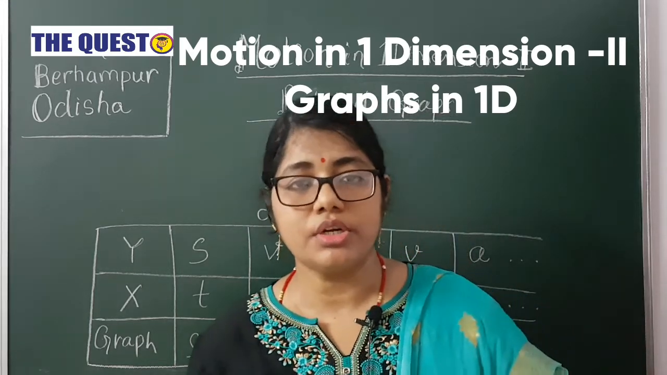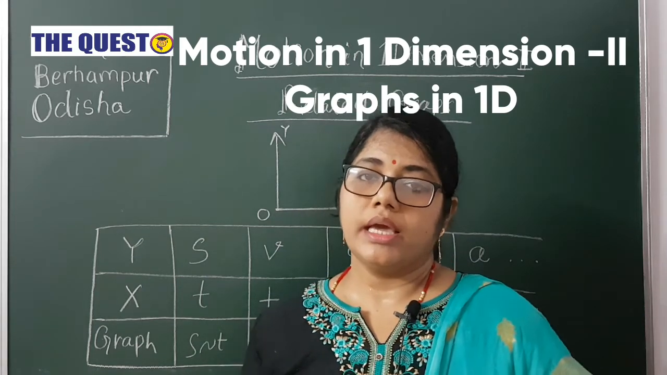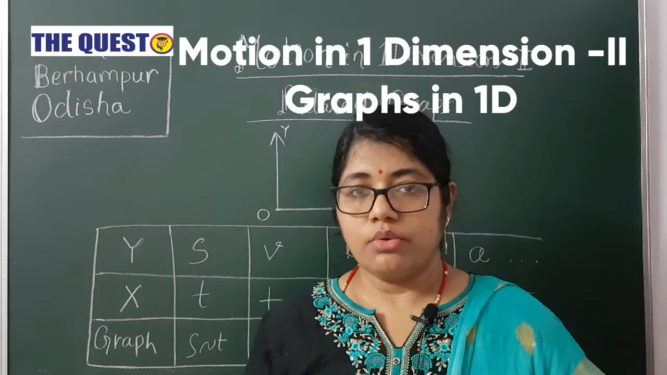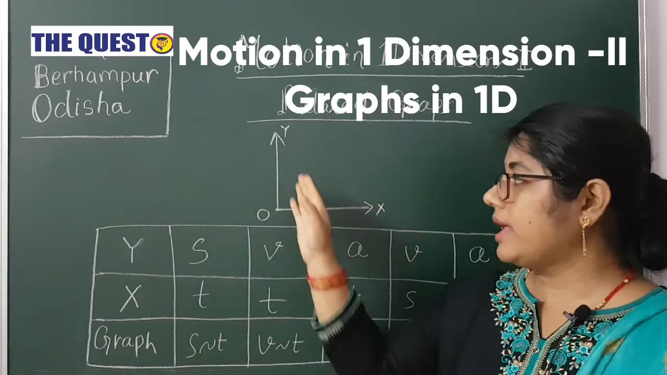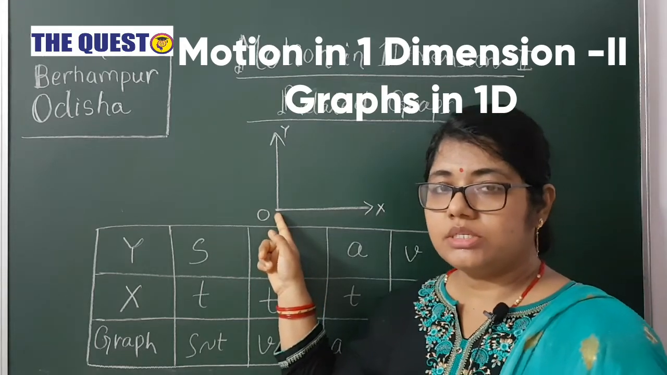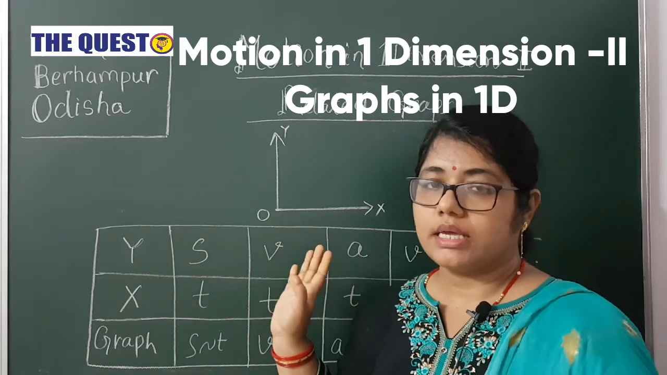Today we are going to study about the different graphs that we encounter in one-dimensional motion. So before going to the topic, we should have an adequate knowledge about the XY coordinate system or the two-dimensional coordinate system, in which two mutually perpendicular axes are meeting at one point, which is the point of reference or the origin, from which all the measurements are taken.